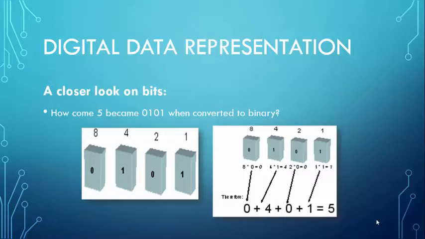Adding the boxes that have on or 1, we have 4 plus 1 is equal to 5. So the conversion of binary to decimal will be 0101 is equal to 5.